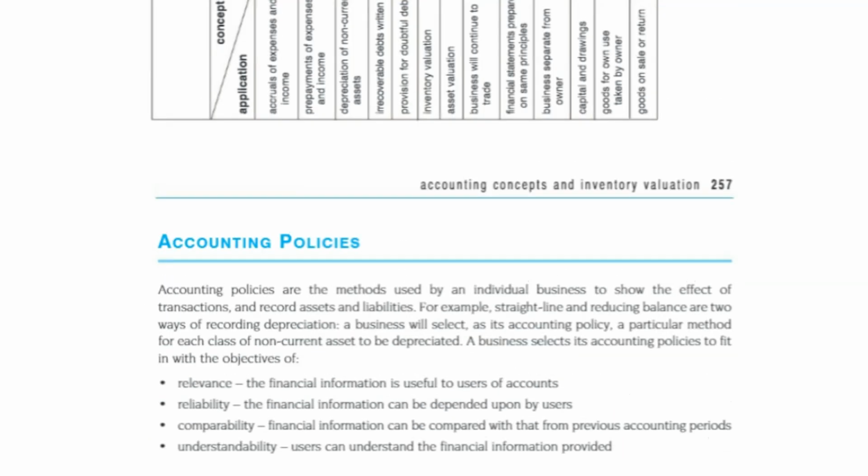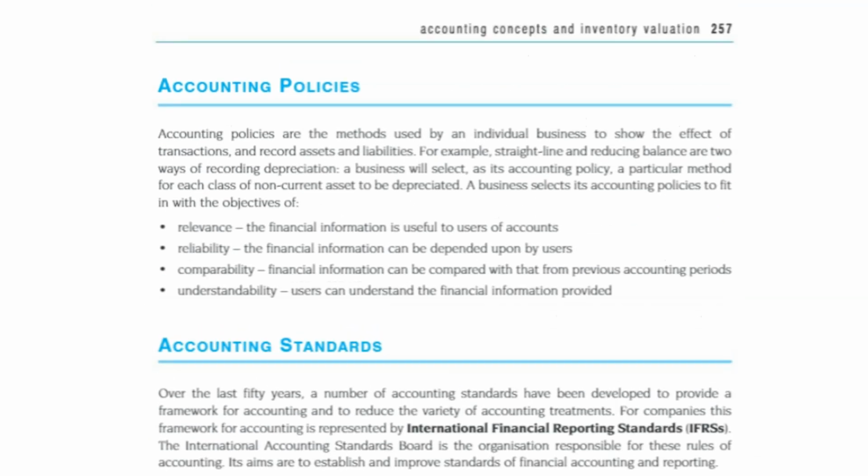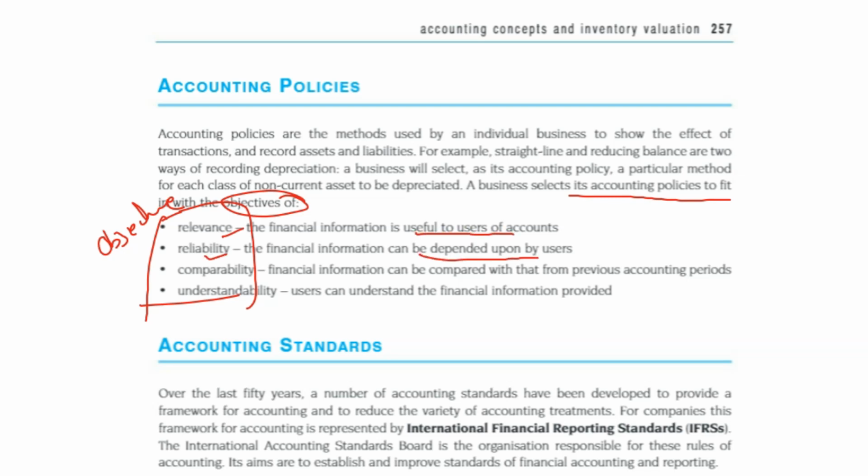Now, we have a little bit here. I'd like to go over these policies. A business selects its accounting policies to fit in with the objectives of the financial statements. All the concepts and accounting you're doing should be relevant, useful to the users. Reliable, you can trust it, dependable for the users. Comparability, from last year with this year you can compare, or your company with another company, you can compare and take a decision. Understandability, which means less jargon.